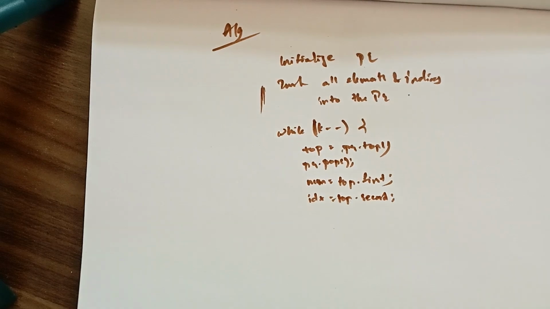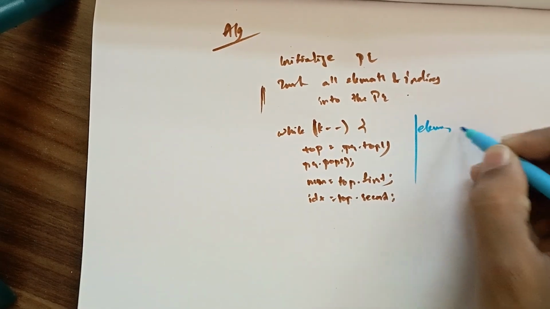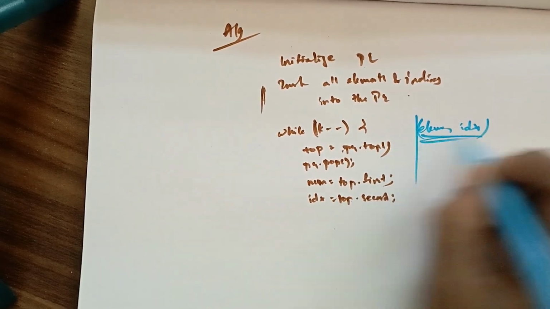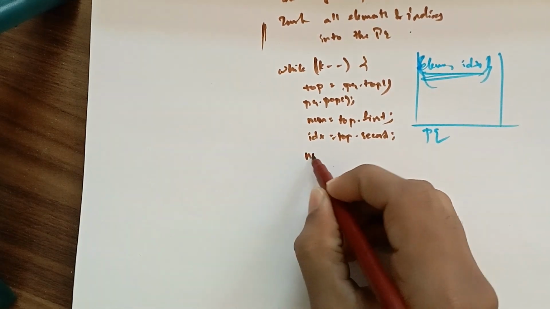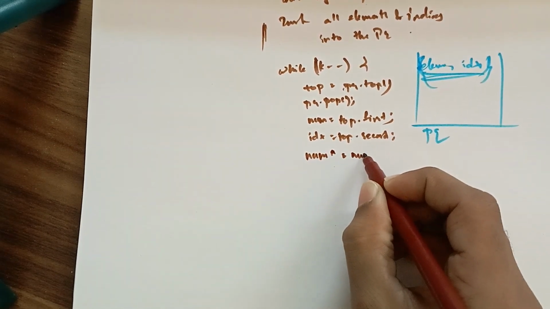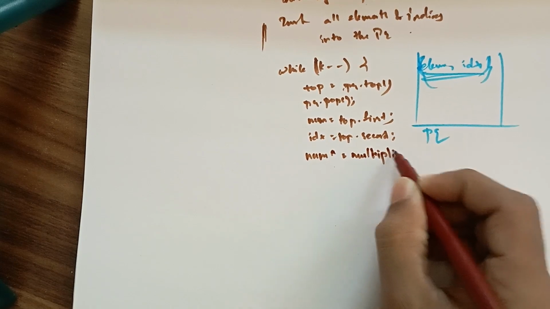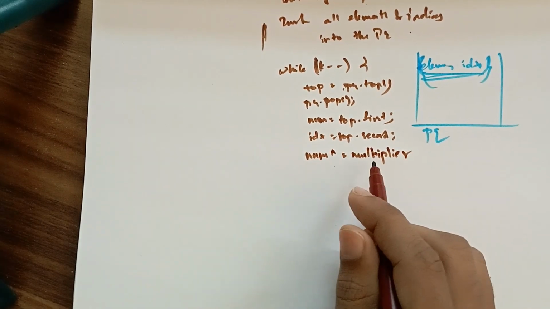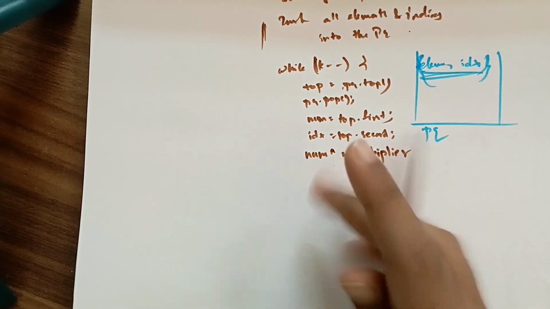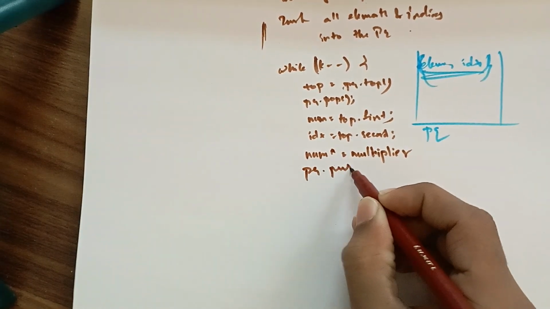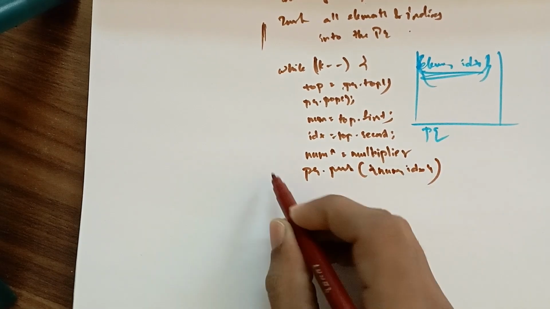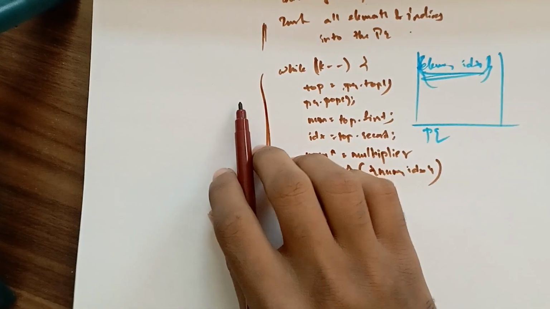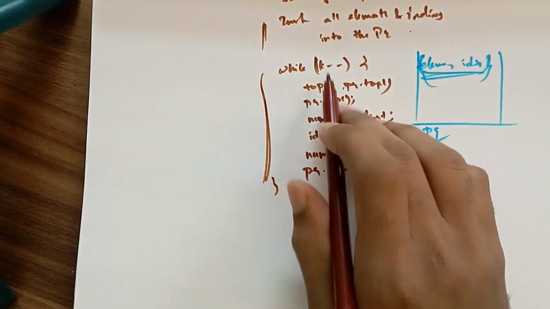As I have said, we will be storing the element and the index of that element in a pair in this priority queue. And after taking that, we need to multiply it by the multiplier and then push that back into our priority queue. pq.push(num, index). So this is how we'll be taking this.